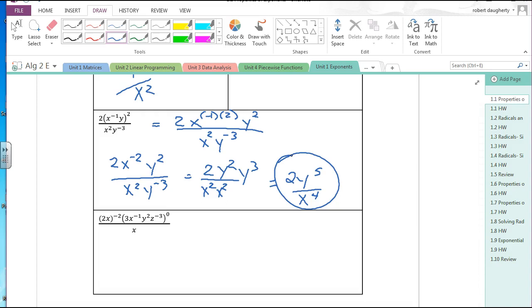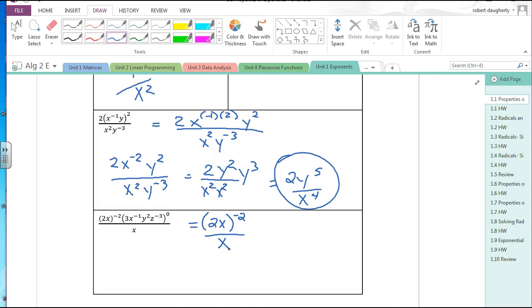What do you have to look at to recognize that this problem is going to get a whole lot easier? This expression raised to the 0 power is what? 1. So this is 2x to the negative 2 over x. Now, what's wrong with this? Cancel the x's? Can I just cancel the x's? You could if you wanted to lose points, but you don't want to do that, right?